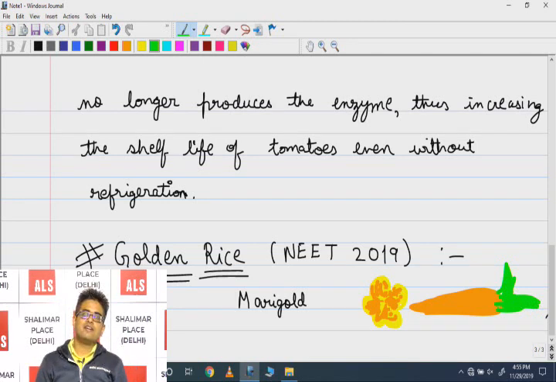So instead of eating a carrot, you can eat a marigold flower, and you will get the same amount of vitamin A. Carrots have the same pigment as marigold or a different flower, and that flower is called daffodils.